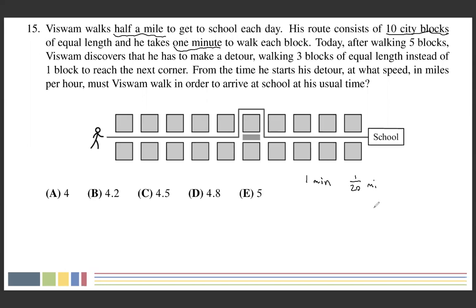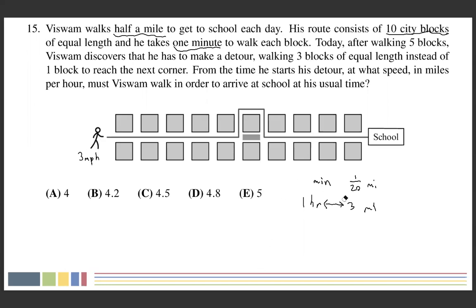Which means if we want to convert this into miles per hour, we need to multiply both by 60. So multiplying this by 60 gives us 1 hour, and this gives us 3 miles, which means that for every 1 hour he walks 3 miles. So that means he's walking at a speed of 3 miles per hour.